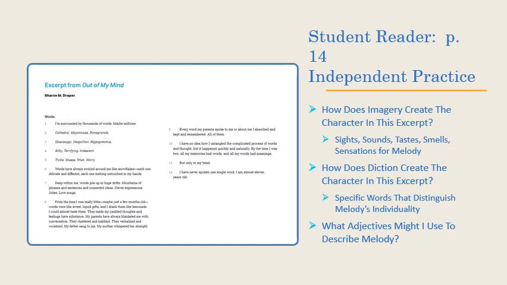So our questions are, how does imagery create the character in this excerpt? We're looking for sights, sounds, tastes, smells, sensations that are related to the character of Melody. We're asking ourselves, how does diction create the character in this excerpt? So, specific words that distinguish Melody's individuality. And then how might you combine those to use an adjective to describe Melody? And remember that you'll be taking that to write a thesis as well. So just be aware that that's all coming up. So here's the excerpt from Out of My Mind by Sharon Draper.